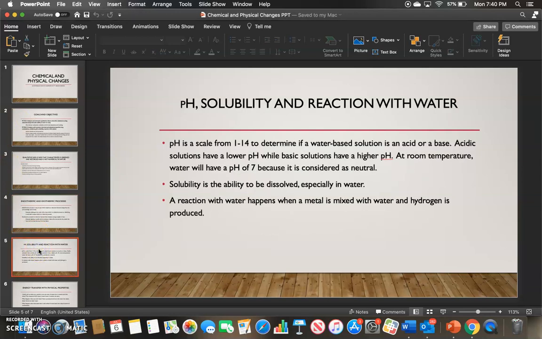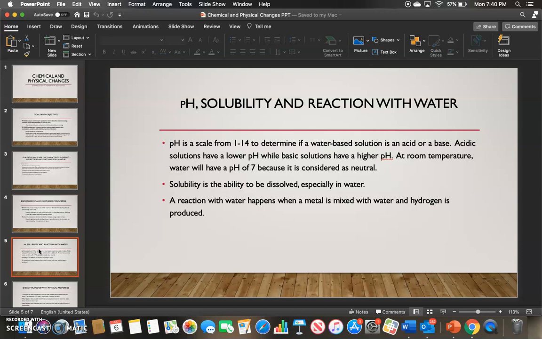pH is a scale from 1 to 14 to determine if a water-based solution is an acid or a base. Acidic solutions have a lower pH, while basic solutions have a higher pH. At room temperature, water will have a pH of 7 because it is considered neutral.